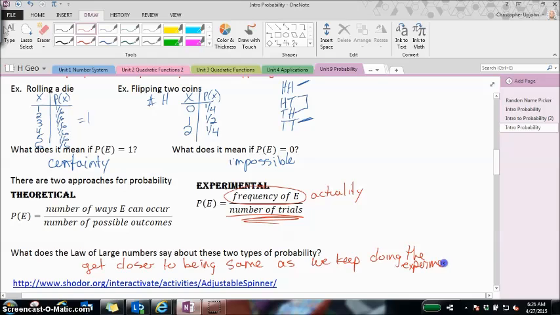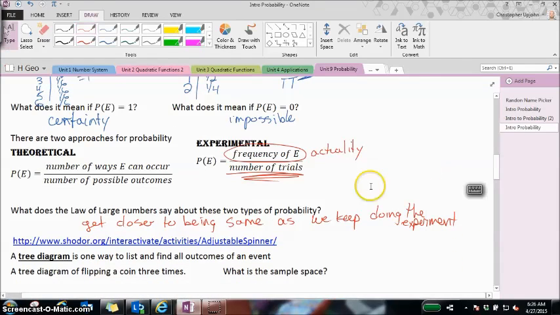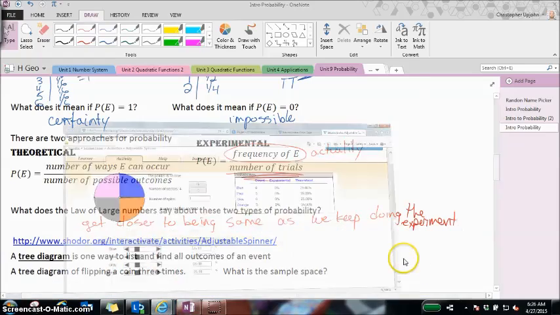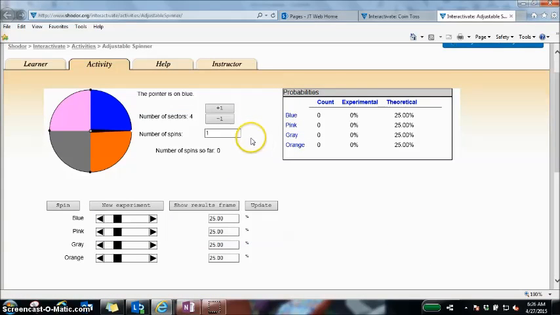So if we do it enough times, those two numbers should be the same. They might not be if we have small events. For instance, if I'm spinning a spinner, there are 4 colors. They're all equal. So we have a 25% chance of getting each of them. But if I spin it 10 times, we're going to see, it didn't happen equally. We got 40%, 20%, 30%, and 10%. 4 blue, 2 pinks, 3 grays, 1 orange.